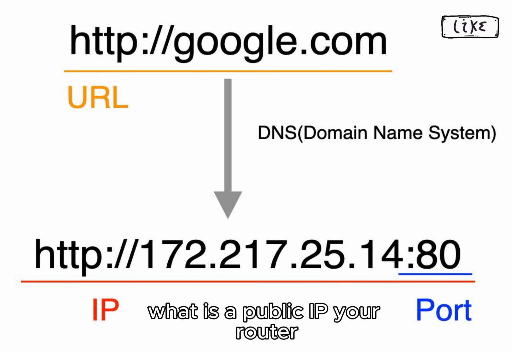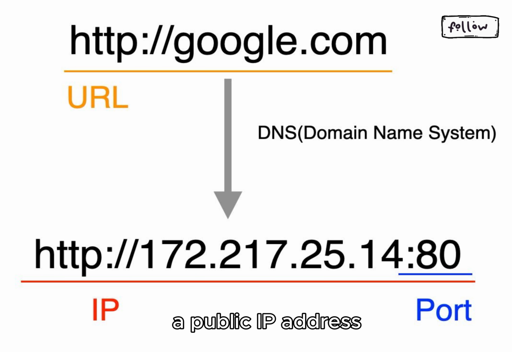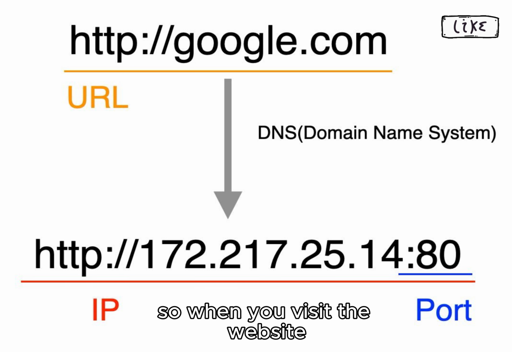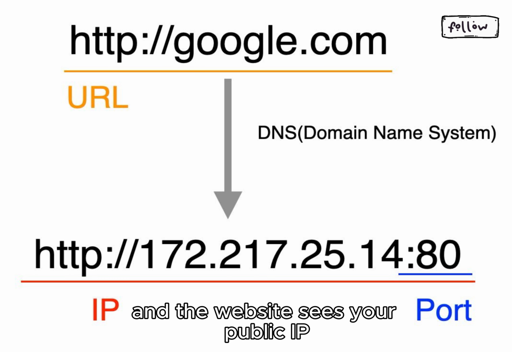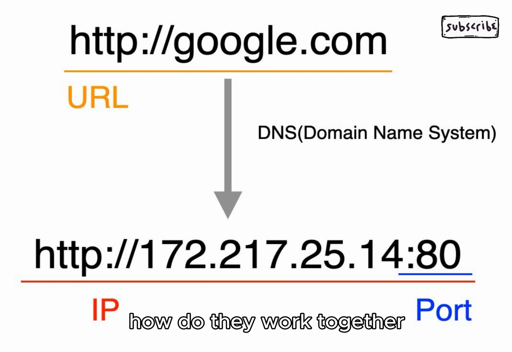What is a public IP? Your router, the box that connects you to the internet, has a public IP address. This is the address the internet sees. So when you visit a website, your request goes through the router, and the website sees your public IP, not your private one.